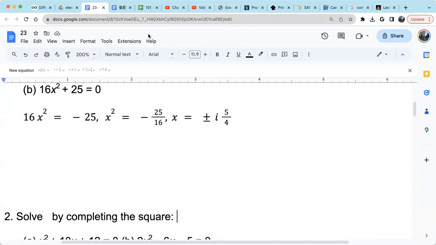So basically what we did here is we square root both sides. We square root x squared. We square root negative 25 over 16. Well, square root of negative 1 is i. Square root of 25 is 5. Square root of 16 in the denominator is 4.